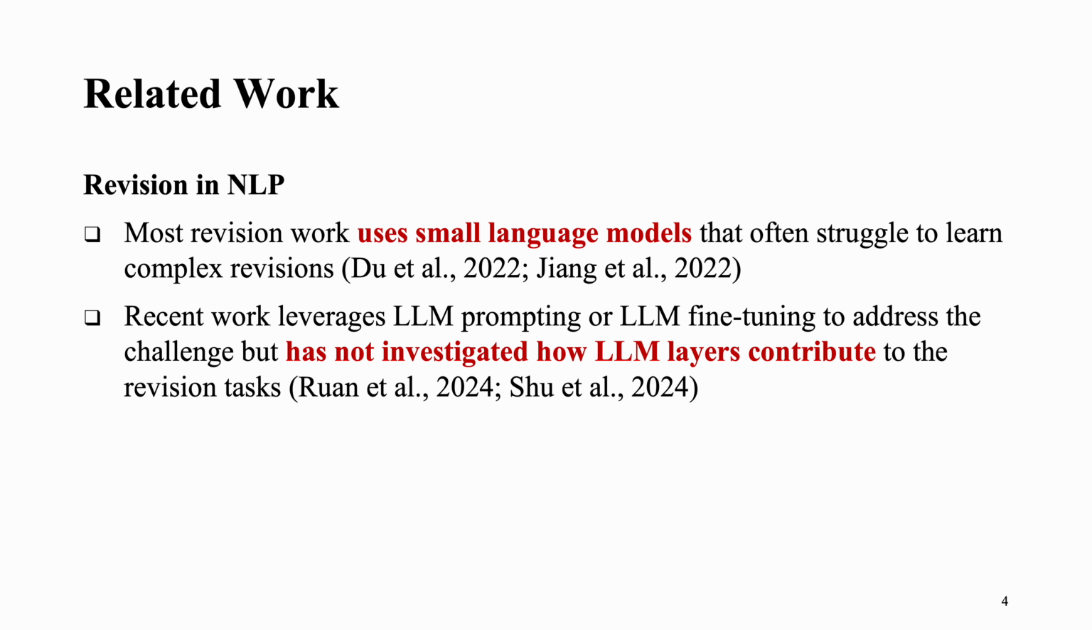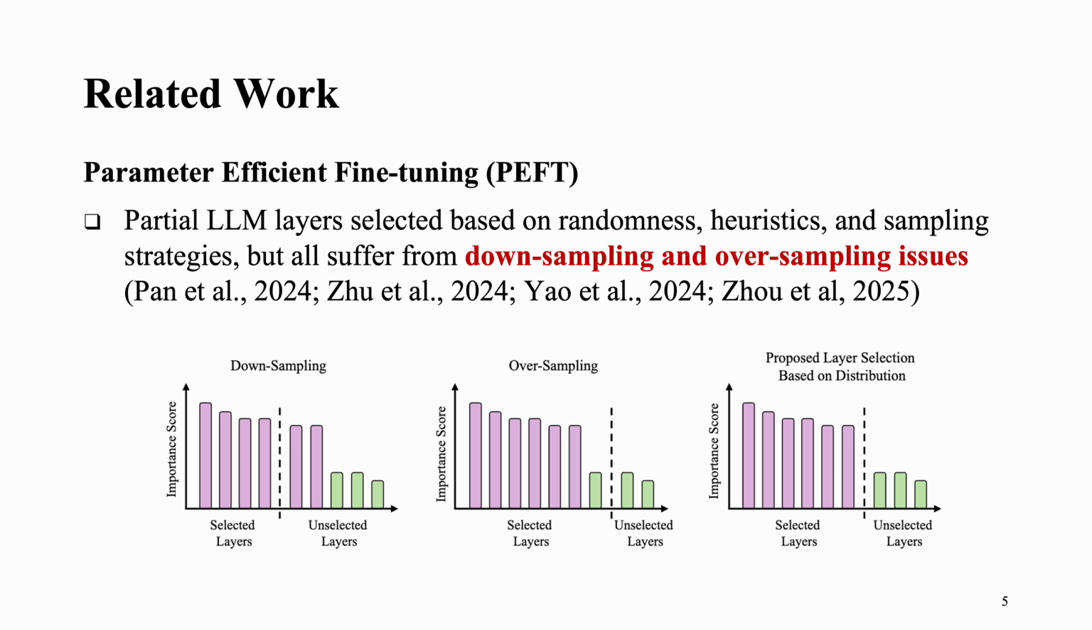In the literature, most revision work uses small language models that often struggle to learn complex revisions. And recent work leverages large language model prompting or large language model fine-tuning to address the challenge, but has not investigated how large language model layers contribute to the revision tasks. In fact, layer-wise large language model fine-tuning has been used in other domains.